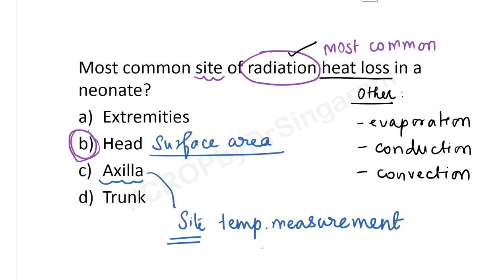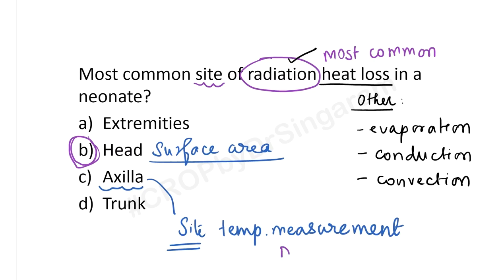One more question which is possible here and has been asked previously in your exams is, what is the minimum duration of temperature recording while you keep the thermometer in the axilla? The answer should be minimum of 3 minutes. Very important. If you don't keep it for 3 minutes, you are going to get a wrong value. That's also equally important and should be noted.